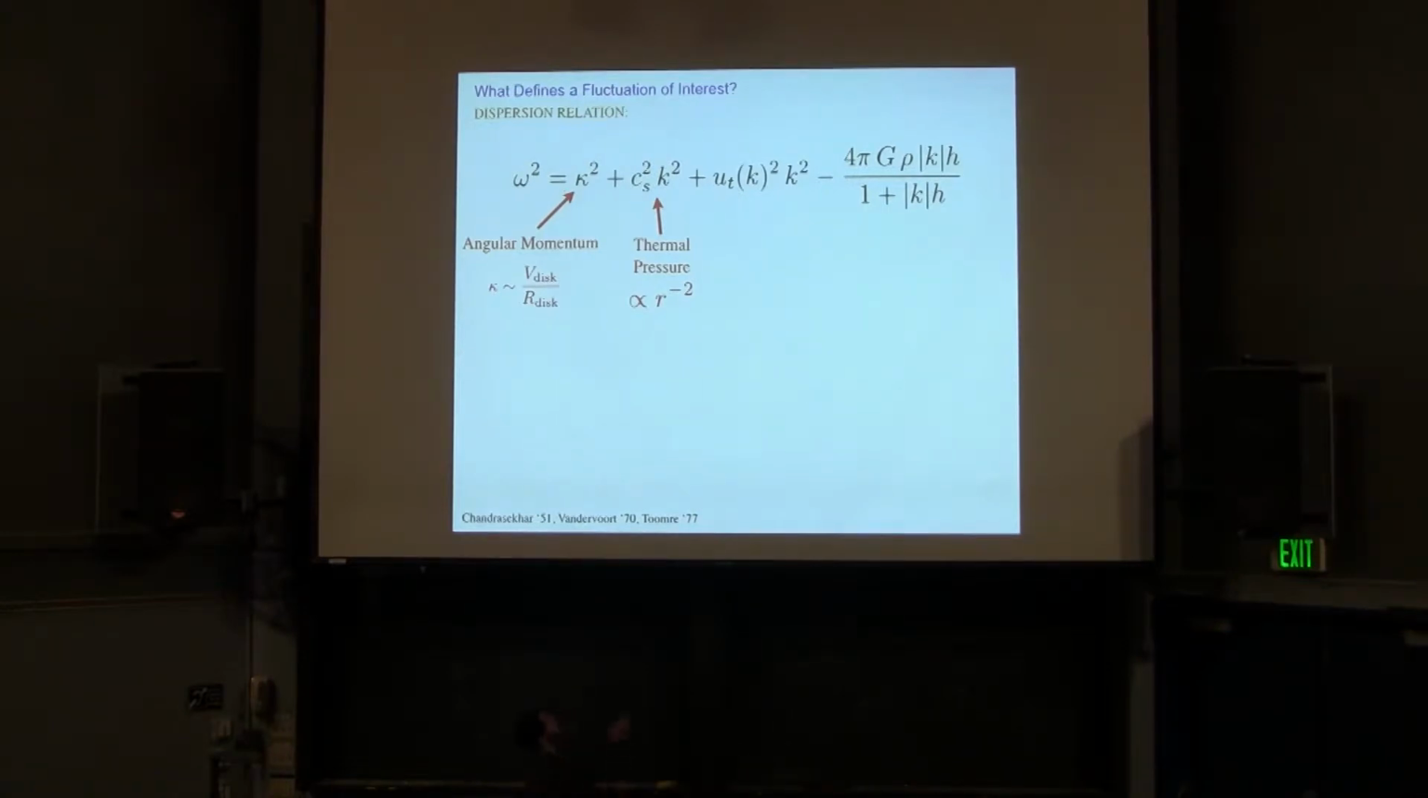And that, because remember, K is sort of 1 over scale. This term goes as r to the minus 2, which means it dominates on small scales. Again, intuitively, you can think of it on large scales, the sort of global dynamics of the disk. The angular momentum dominates. On small scales, pressure dominates.